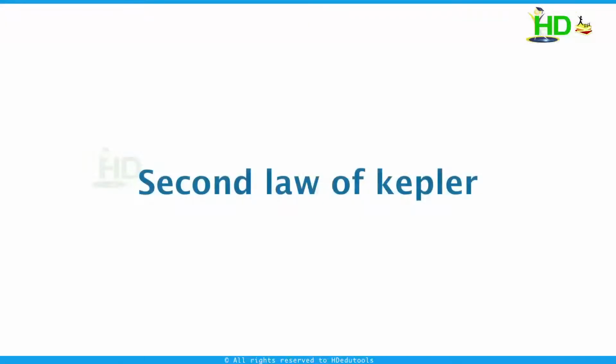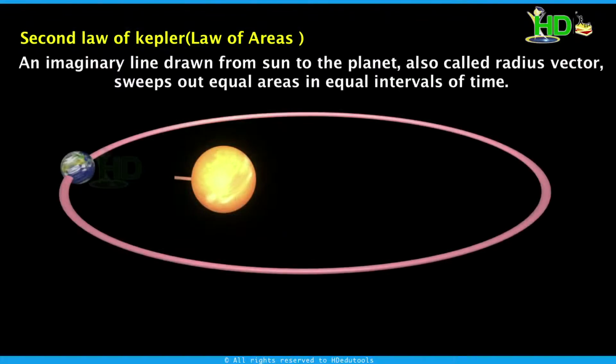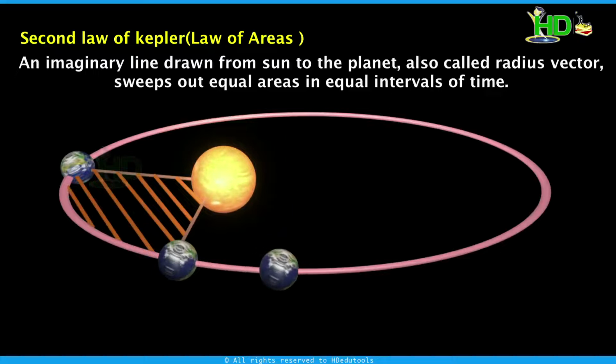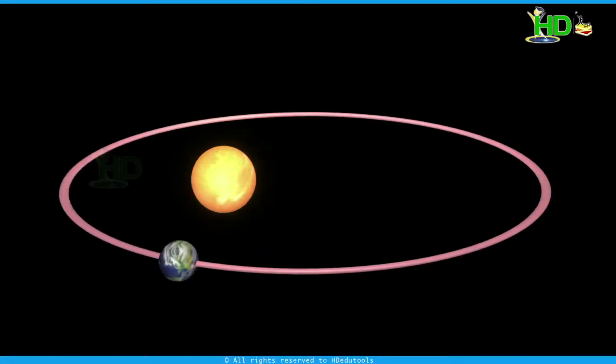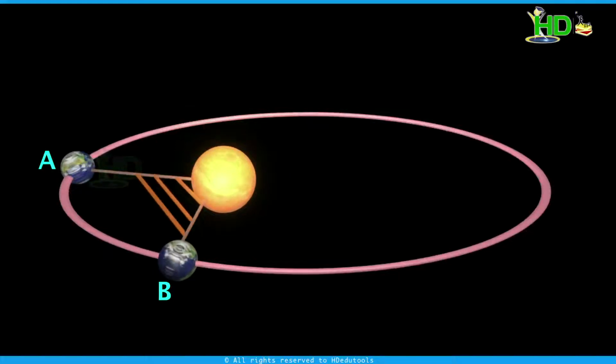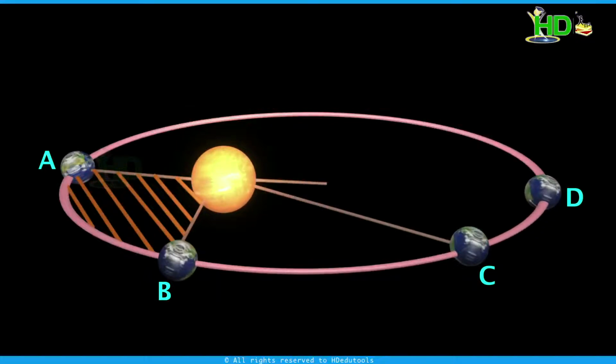Now we go for the second law of Kepler. According to this law, an imaginary line drawn from Sun to planet, which is also called the radius vector, sweeps out equal areas in equal intervals of time. Suppose you consider a planet moving around the Sun, as in the figure. Let A and B be two positions of the planet for a period of 1 month. C and D are also two positions related to a time interval of 1 month.